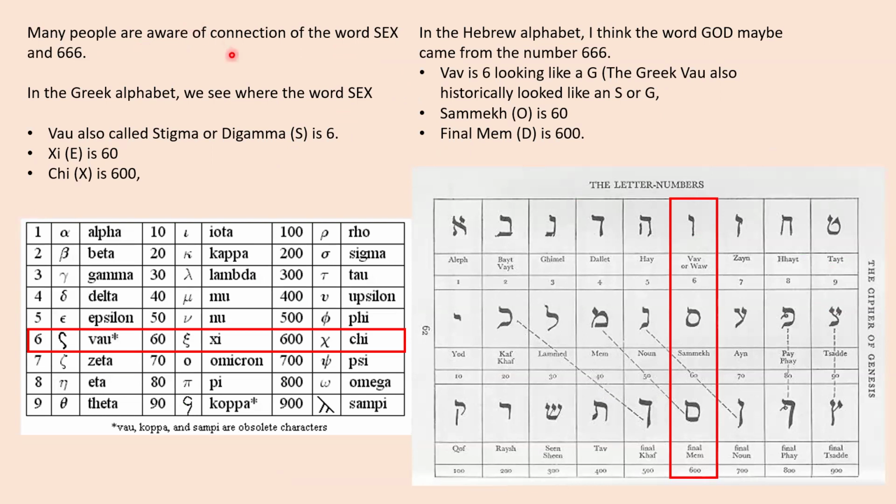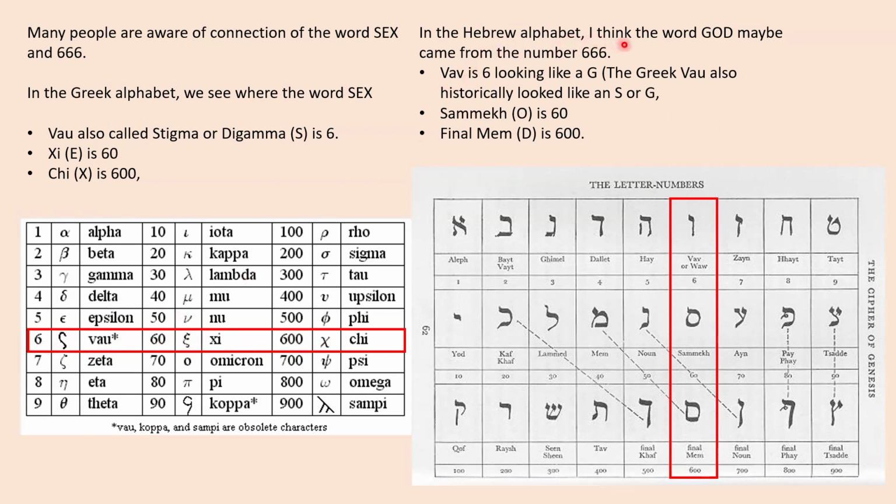Many people are aware of the connection of the word sex and 666. In the Greek alphabet, we see where the word sex comes from. So here I've got the Greek alphabet. Vav, also called stigma or digamma. Here is an S. Here it's written as vowel, I should say, but it's also called digamma. C is the E, value of 60, and T, X, 60. So there you have S, E, X, 666.